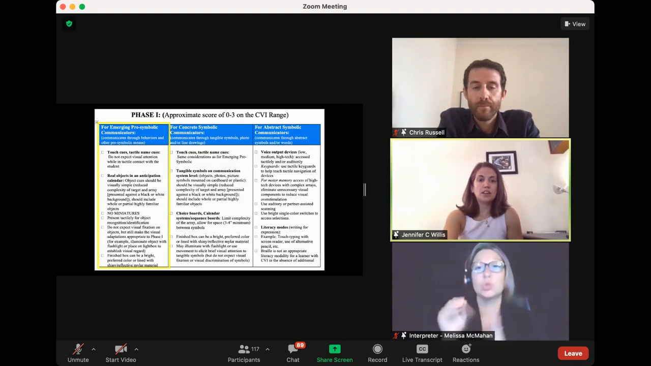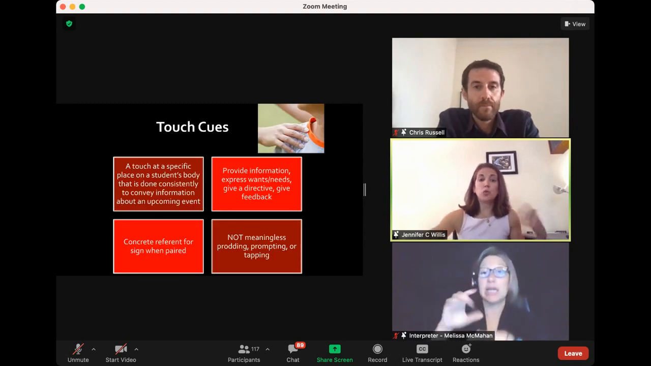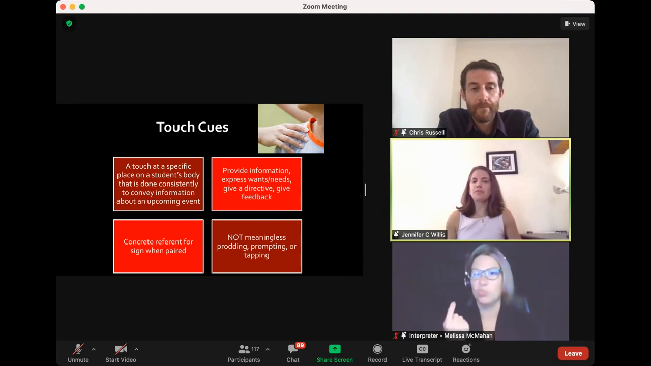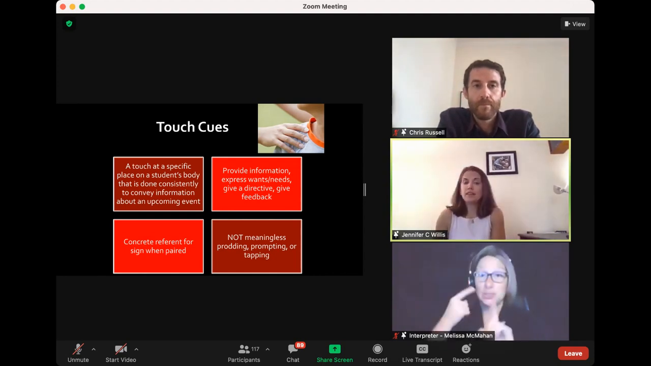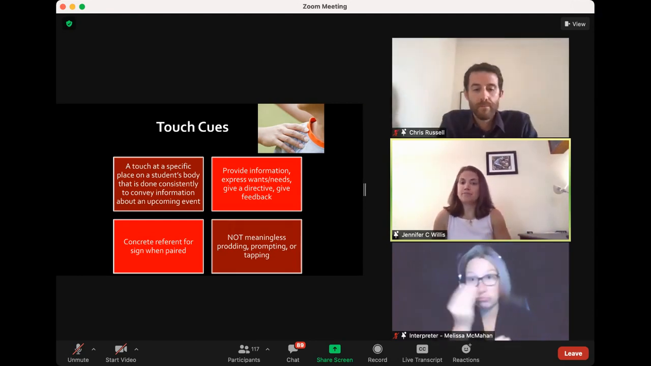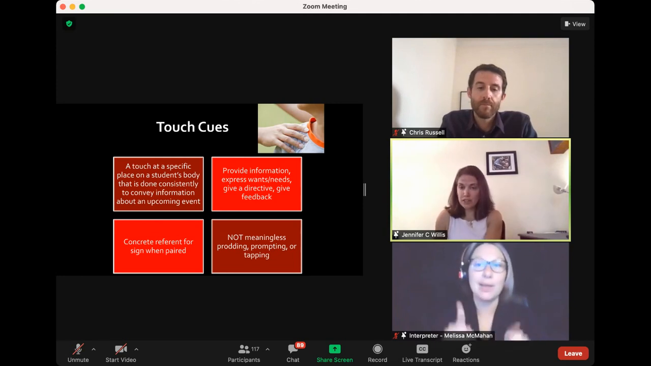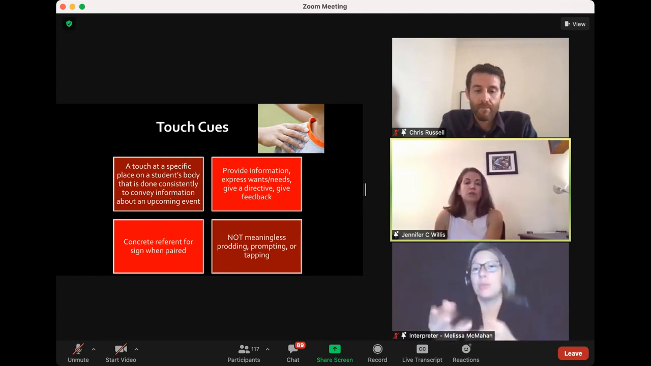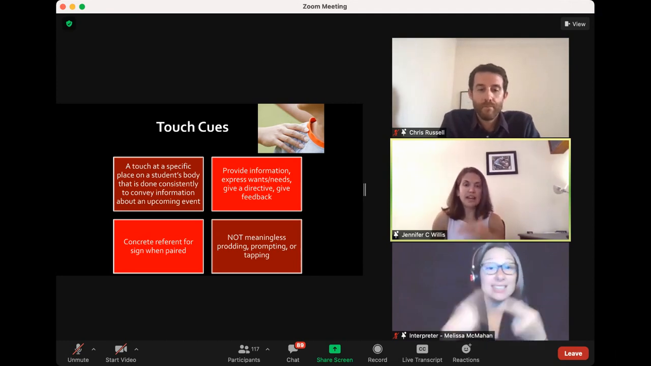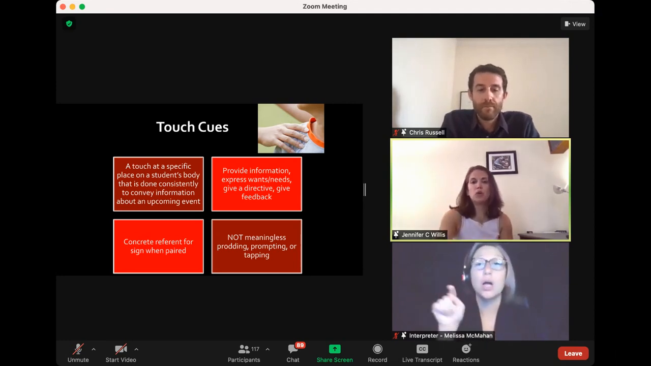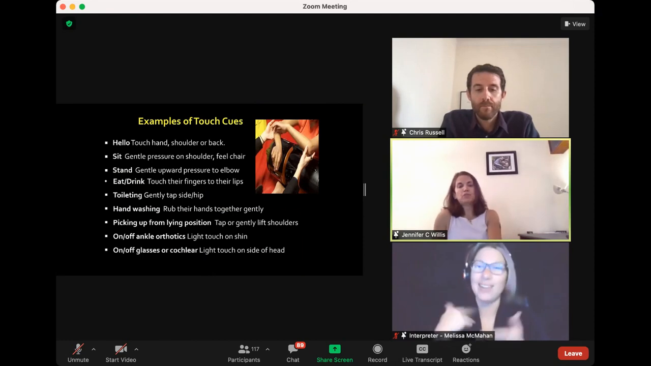So the first thing is touch cues. And so what are touch cues? They are a touch at a specific place on a student's body that we do consistently to convey information about something that's going to come up. They also can provide information. They can be used as a concrete referent if they're paired with a sign. It's not meaningless prodding or prompting. These have a purpose. So here's a set of examples.